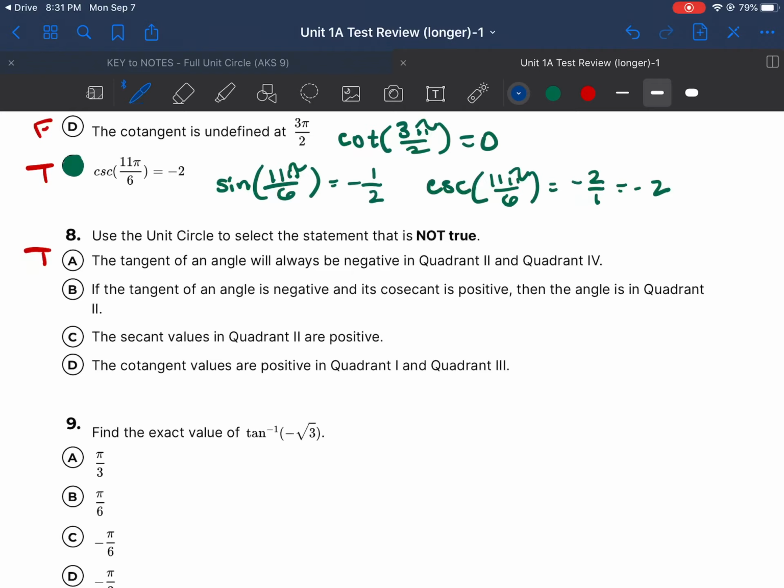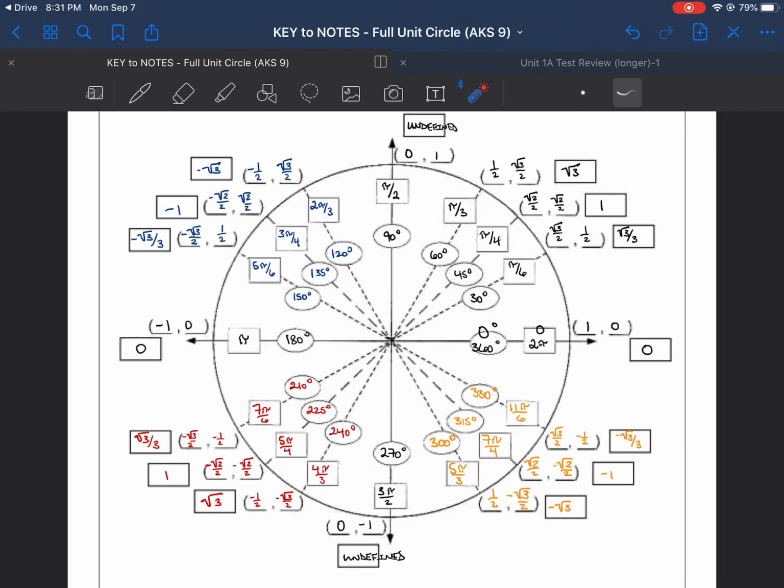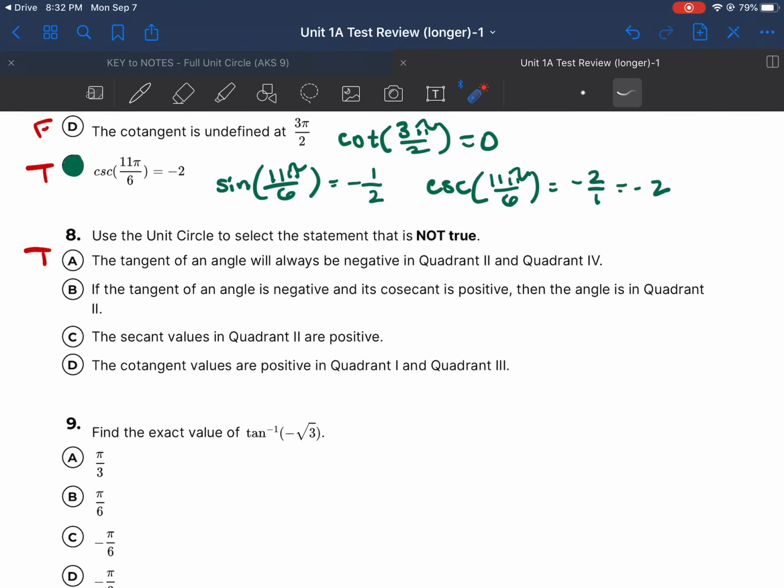So again, think of the cosecant here. Well, we know the cosecant is the reciprocal of the sine. So if the sine is positive, then so will its reciprocal. So we want to look for where the sine is positive, because that means the cosecant will also be positive. So we're looking at quadrant 2 and 4, because that's where our tangent values are negative. And we want to look for positive sine values. Well, in quadrant 2 here, notice that all of our y values or our sine values are positive. So we are in quadrant 2. And that means that this is also a true statement.